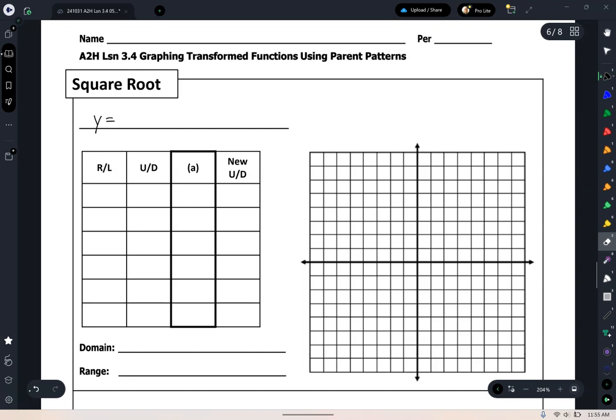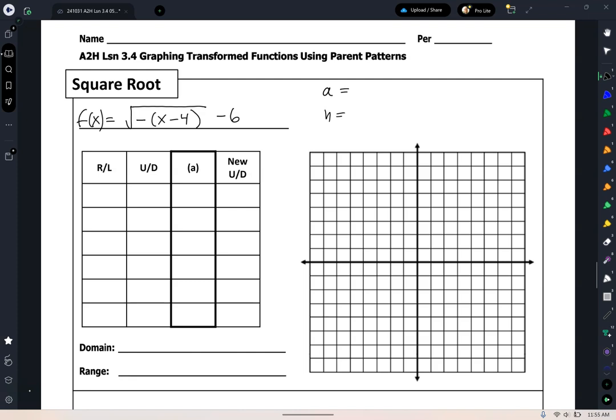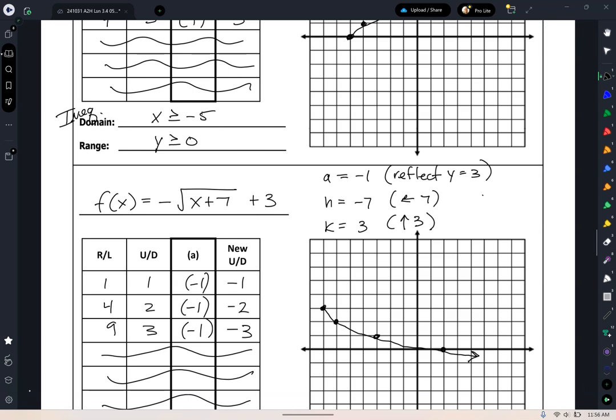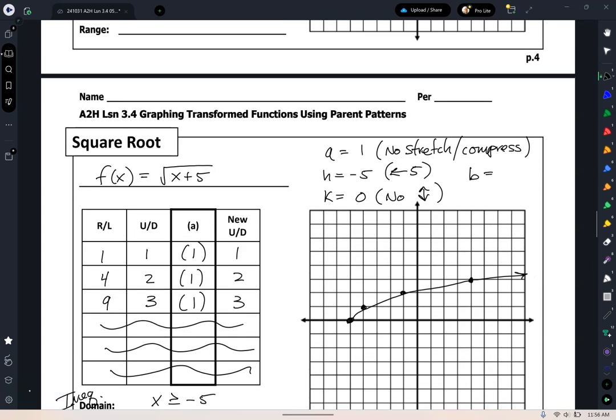Let's do f of x, sorry. Our function notation. So a, h, k, and in this case, now we have a b. So in the previous ones, we had a b of 1. In fact, we should probably go back and write that in on these. So here we had b equals positive 1. On this one, we also had b equals positive 1.